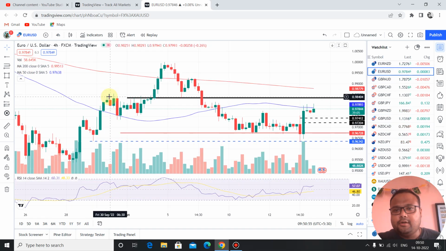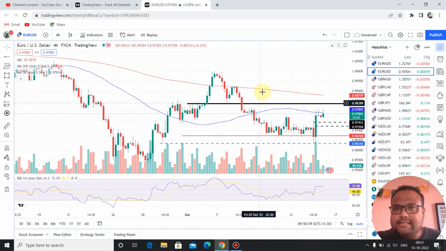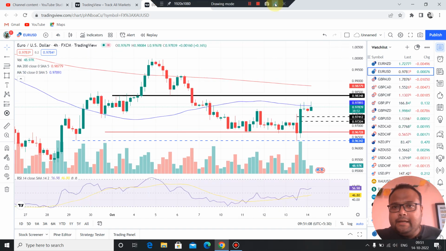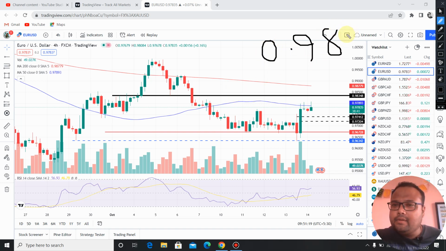First of all, the range is still intact, and the level that we have been talking about worked out perfectly. Hopefully you made good profit. You can see that I have a very fat black line here at the top. This black line at the top is a resistance for the market, 0.9830 to 0.9840. This is a resistance zone for the market.